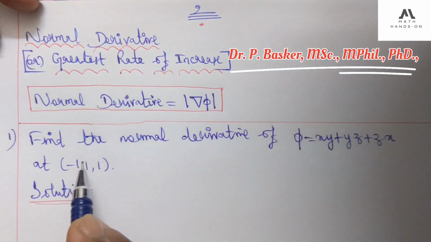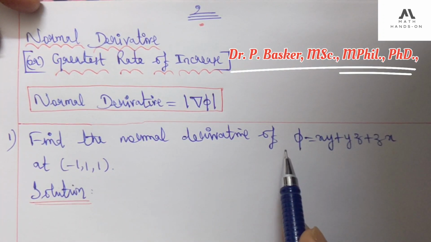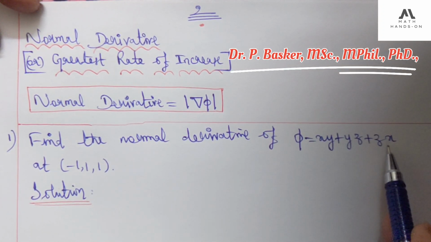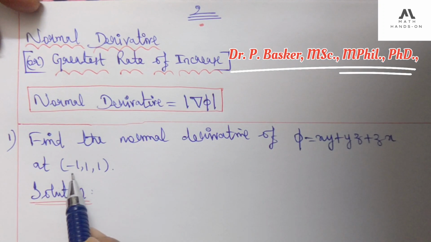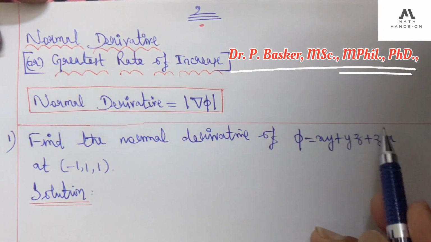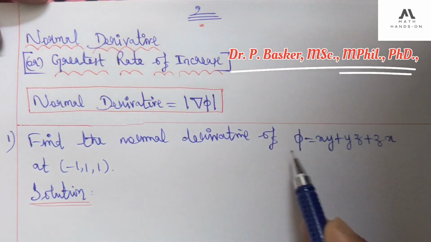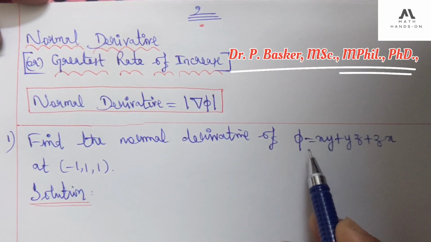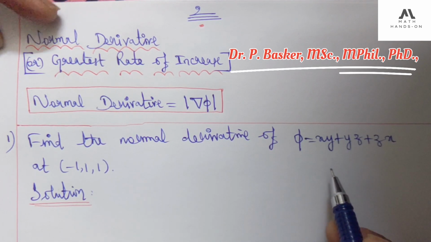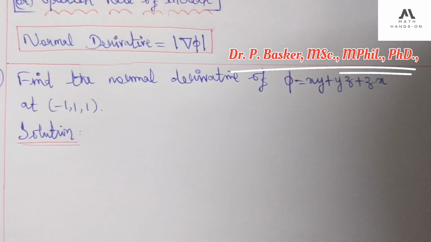First problem: find the normal derivative of phi equal to xy plus yz plus zx at the point minus 1, 1, 1. Here phi is a function of three variables. By using phi we can find dou phi by dou x, dou phi by dou y, dou phi by dou z. Now we will see the solution.